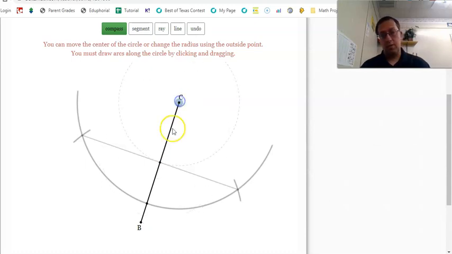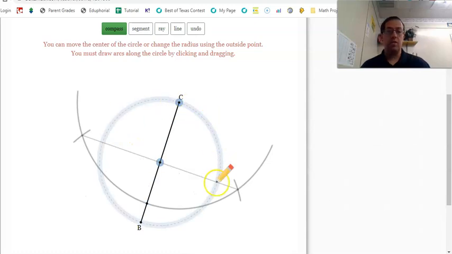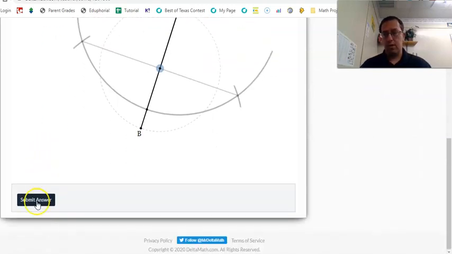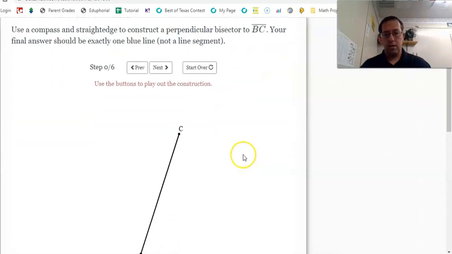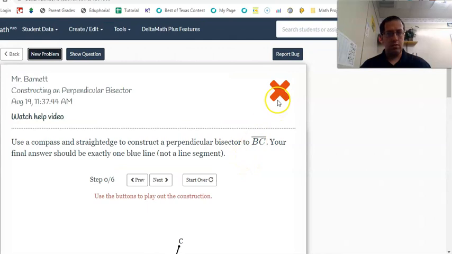I could also look at it like this. I could put the center on point C, and the circle goes through the midpoint. I could put the center on point B, and the circle goes through the midpoint. So this point right here is the same distance from both endpoints, so I can see that, yep, that is the midpoint. All right, so I'm going to submit this, make sure I did it right. No, it wants a line, not a segment. So let's, oops, oh well.